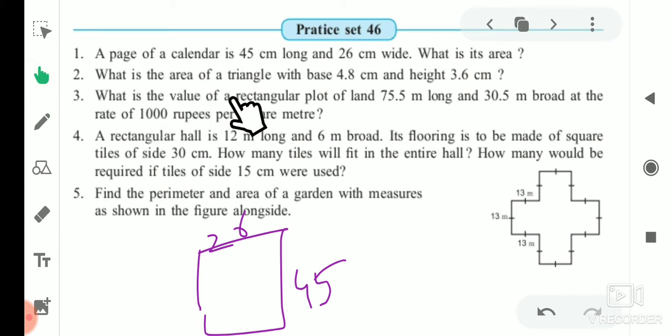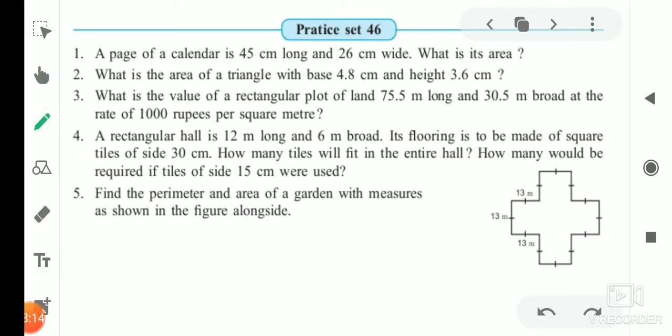Next question, what is the area of a triangle with base 4.8 and height 3.6 centimeter? Simple question it is. What to do here? We have to apply the formula of area of a triangle, half into base into height. Base is given as 4.8 and height is given as 3.6. We have to simply put the values and find out the area.